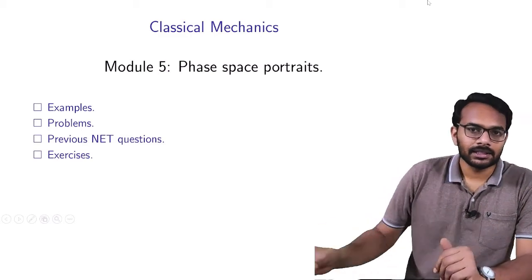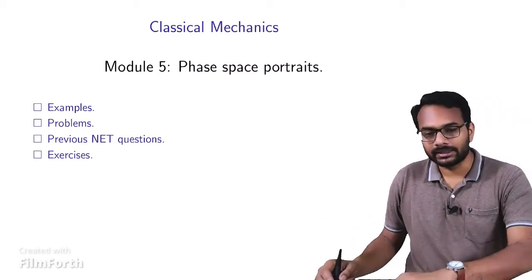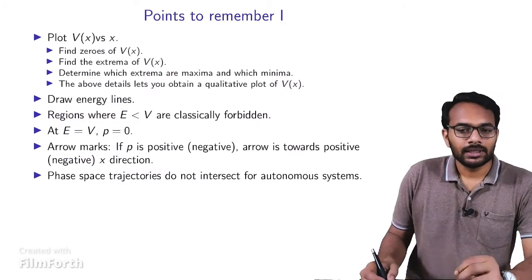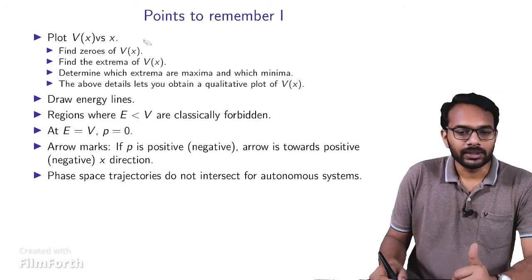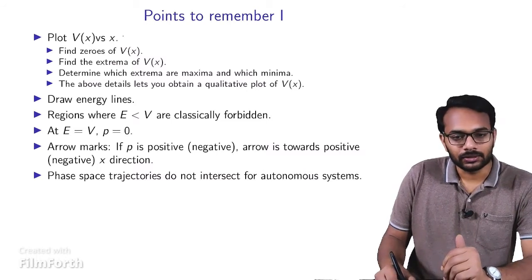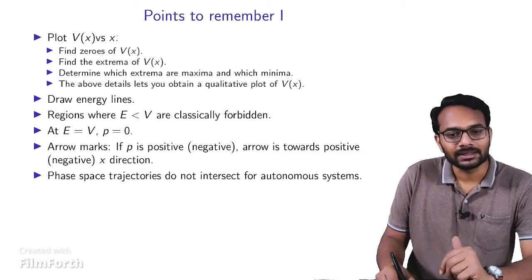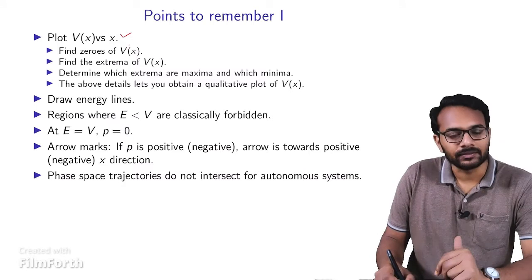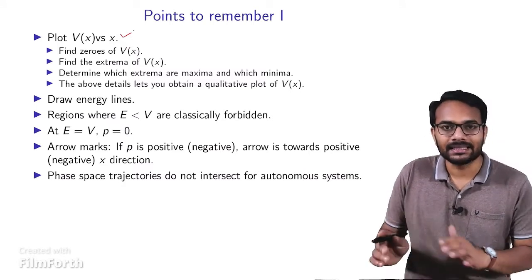Hi, let's continue with phase space portraits. Let's just recall some of the points. The first step in plotting the phase space portrait is to plot v of x as a function of x, or u of x as a function of x. That's a potential energy curve.